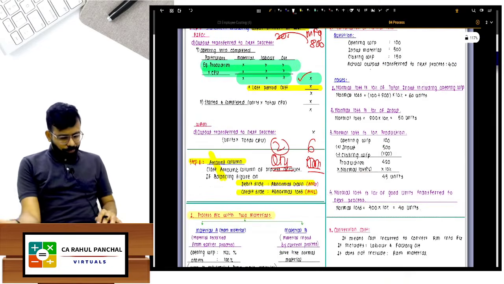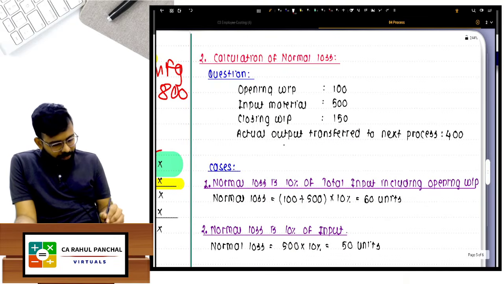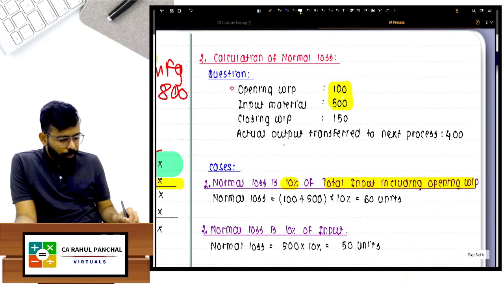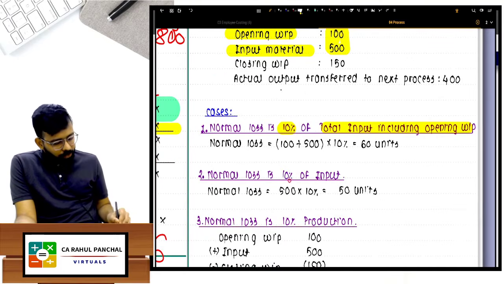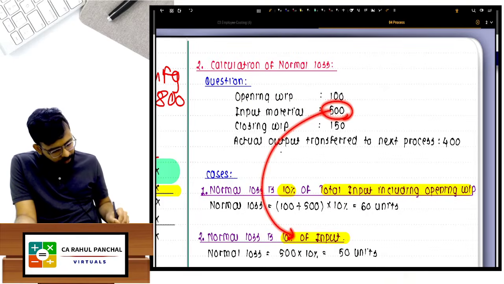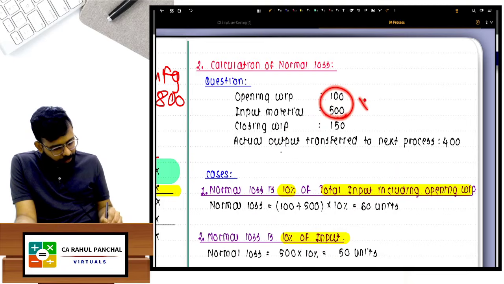Then last, one on normal loss, please understand, which is understandable but still. If normal loss is 10% of total input, it means it will be calculated on 600 total input, meaning both opening and input. If normal loss is 10% on only input, it is written only input, it means it will be calculated on this 500. Total input including opening means you will add both. So you calculate 10% of total in one case, and if only input is written, you calculate 10% of that.